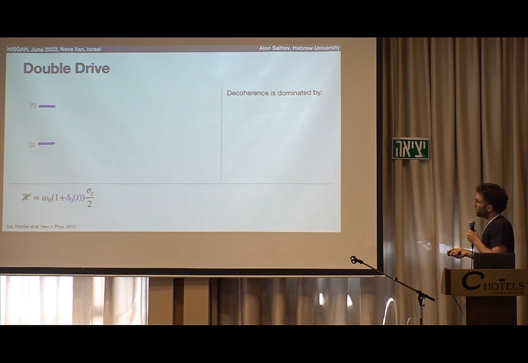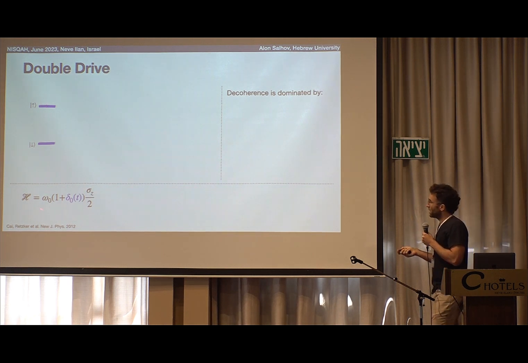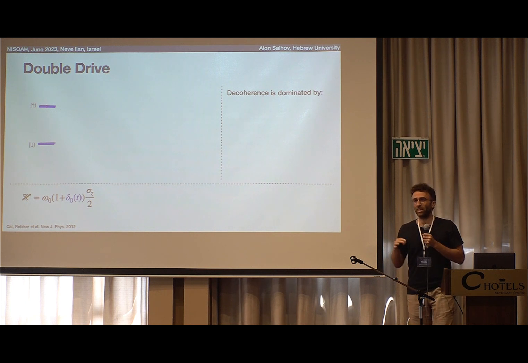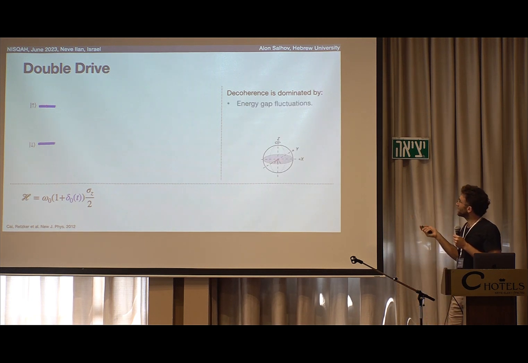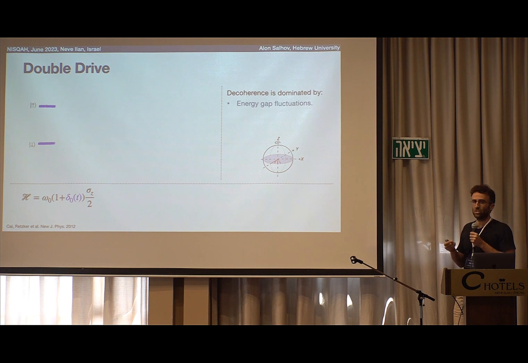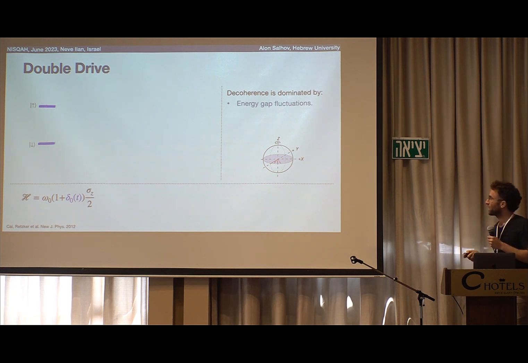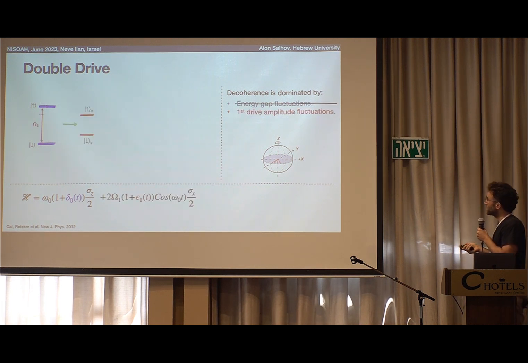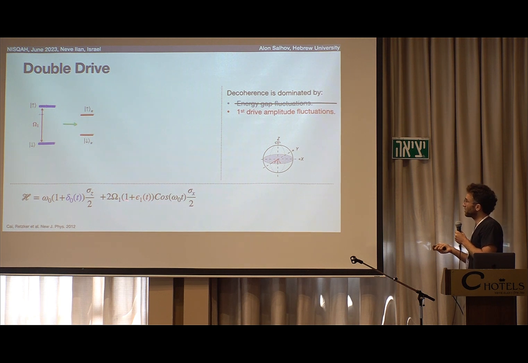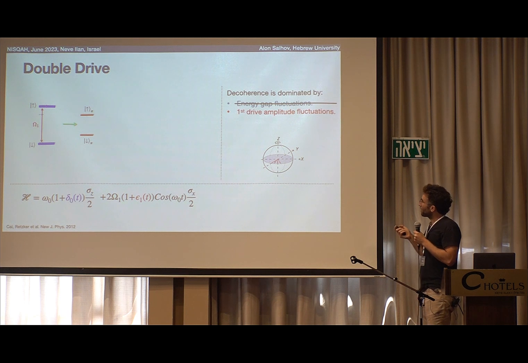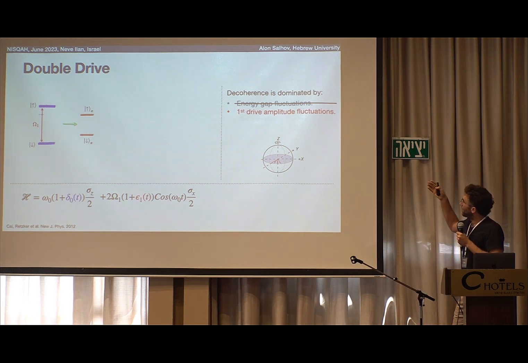Well, let's say we just have a bare qubit without control. This delta naught of t is the fluctuation of the energy gap. And this will cause decoherence. As we said, the precession frequency fluctuates. Great. By introducing this first drive field, this would be the Rabi amplitude on resonance, we can work in a regime where what dominates decoherence is the first drive amplitude fluctuations.